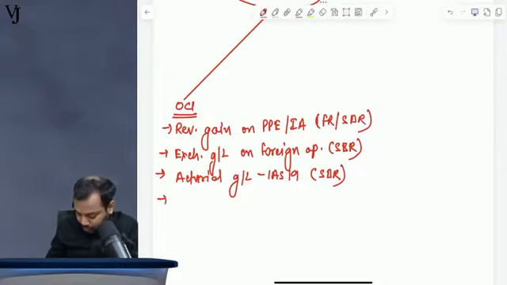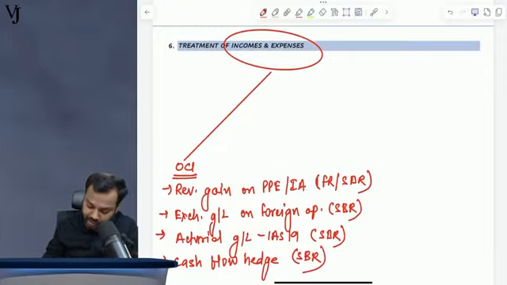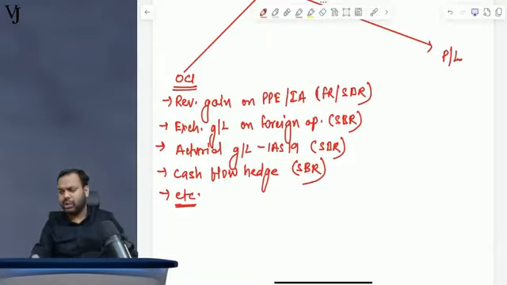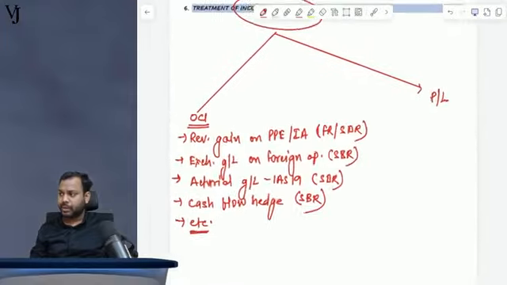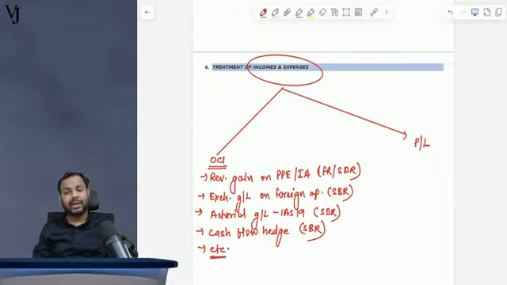Now cash flow hedge, it is there in SBR only. Rest everything goes to P&L. There are other items also, but I'm not writing this, just to give you a basic understanding of it. There are other items also. Is that clear, everyone?